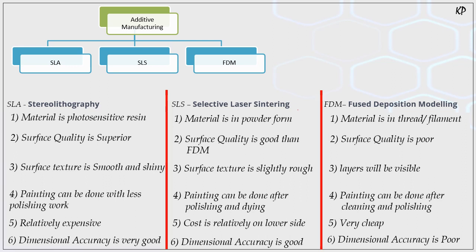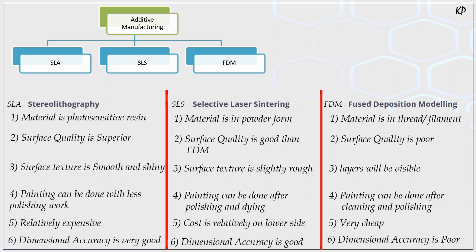The third difference is surface texture. In SLA the surface texture is very smooth and shiny, but in SLS it is not that smooth. It is in between SLA and FDM surface texture. And in FDM the surface texture is very poor because the layers are visible.